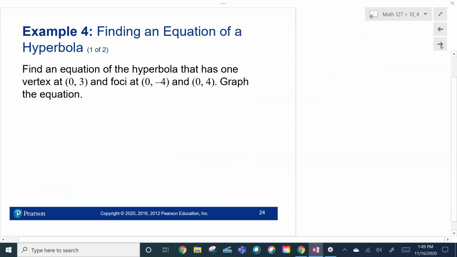Find an equation of a hyperbola that has one vertex at 0, 3, foci at 0, negative 4, and 0, 4. Let's get a picture of this thing.